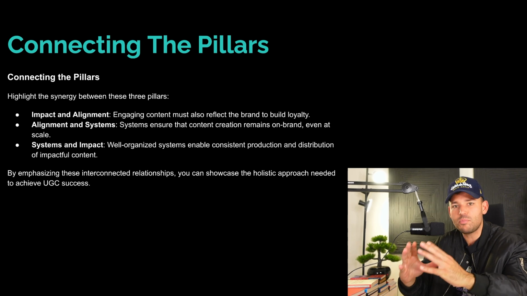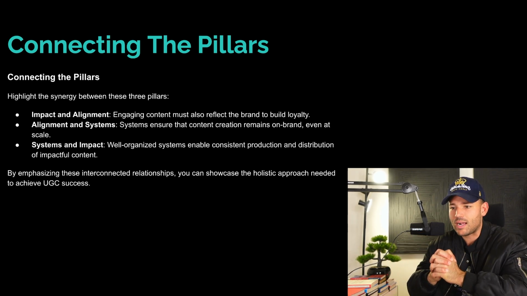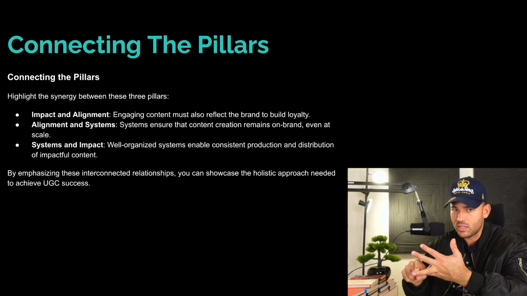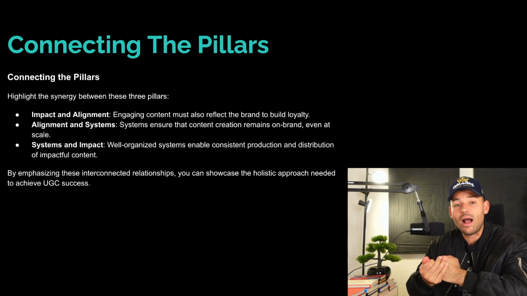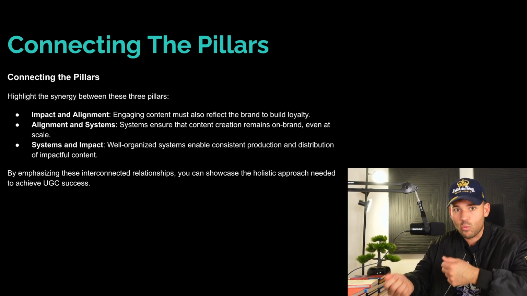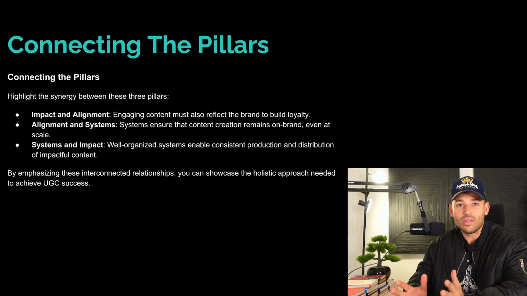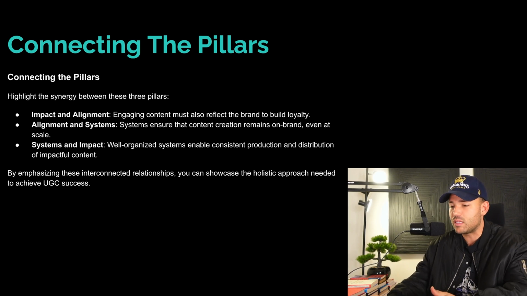Now, connecting the pillars. We want this to be a well-oiled machine. We want us to know exactly where to find the influencers, what our brand wants, what we're looking for, what content exactly we're looking for, and then how to get usage rights and delivery of that content. We're cranking, right? We want it to be very, very organized. And so you do that by the triangle. Everything needs to be succinct and connected.